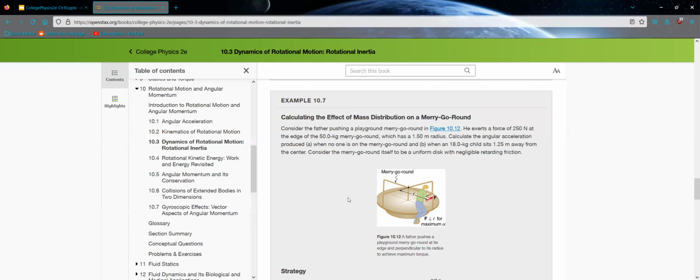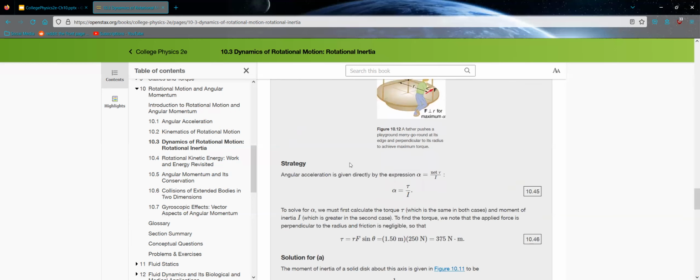So again, go back to your knowns. What Greek or Latin letter happens to be angular acceleration? Calculate the angular acceleration, A, when no one is on the merry-go-round, and B, when an 18-kilogram child sits 1.25 meters away from the center. We're going to consider the merry-go-round essentially a uniform disc, where those handlebars don't matter, and we're not going to care about friction. Why? Because it just makes our lives easier.